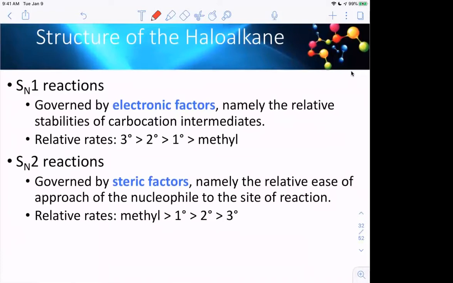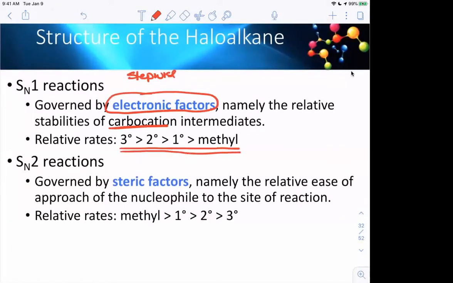SN1 reactions, remember, are the stepwise reactions where I go through a carbocation. These are governed by electronic factors, namely the relative stabilities. Remember, this is my order of stability. The stability of the carbocation, which is an electronic feature, because of that inductive stabilization, is going to determine largely whether something goes through SN1 or SN2. Now we're looking at the structure of the haloalkane, which is the substrate. So if I form a tertiary carbocation, which is much more stable, my energy of activation is lower because it's a more stable species, which means the reaction rate is larger, it's faster.